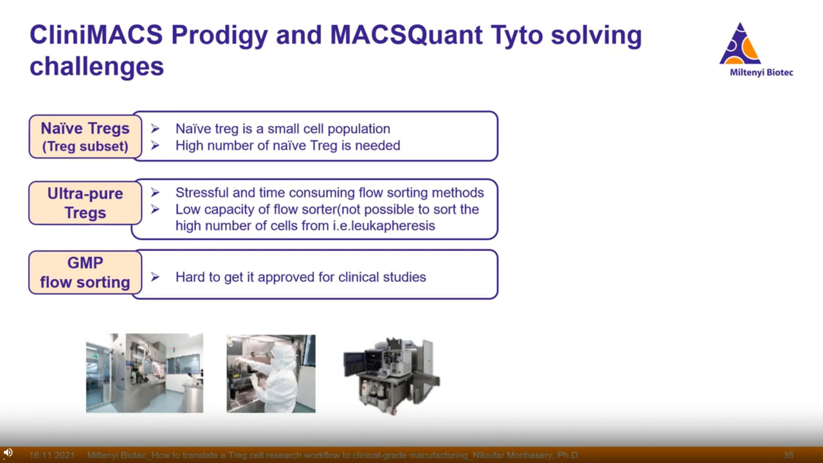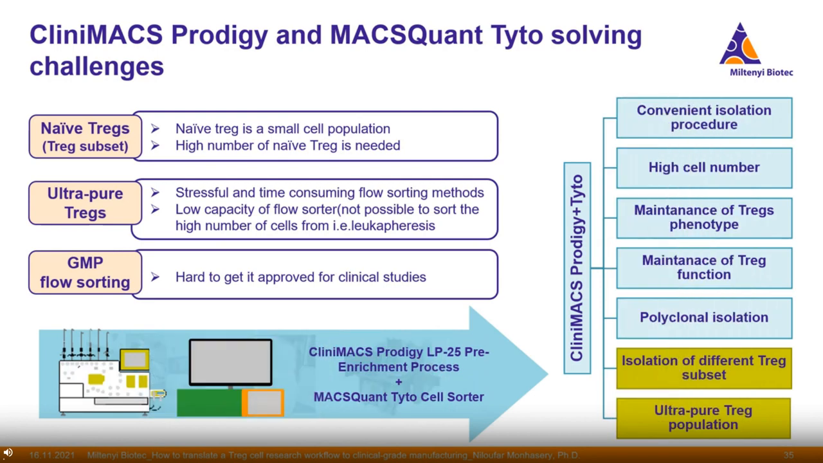But we, as a tool provider, are offering you two devices, CliniMACS Prodigy with LP25 pre-enrichment process and MACSQuant Tyto Cell Sorter, which gives you this opportunity to isolate different Treg subsets and reach ultra-pure Treg populations. So let's have a look at the following slides and see how these devices can help you to reach your goals.